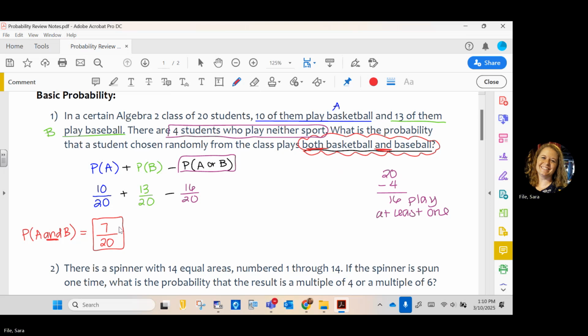Okay. Now again, you may not need to remember the formula, but if you can think your way through that, be like, well, 4 don't play, so there's only 16. So it definitely can't be 23. The difference between 16 and 23 is 7. So 7 out of the 20 play both. That would be the probability that one at random, 7 out of 20.